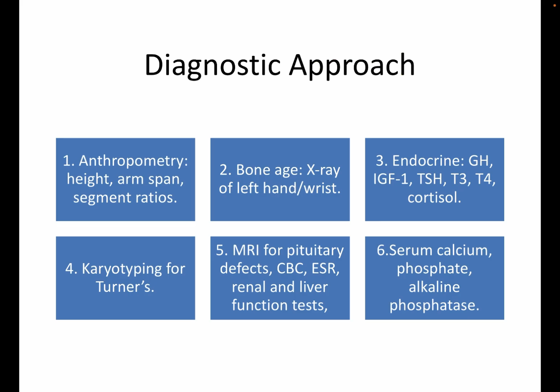So coming to the diagnostic approach, the diagnosis is mainly clinical, wherein anthropometry measurement of height, arm span, and segmental ratios are measured. We can also check bone age for some of the differential diagnosis, with an X-ray of the left hand or wrist usually, depending on the age. The endocrine profile includes growth hormone, IGF-1, TSH, T3, T4, and cortisol, then karyotyping for Turner syndrome, MRI for pituitary defects, then CBC, ESR, renal and liver function tests. Then serum calcium, phosphate, and alkaline phosphatase can also be done.